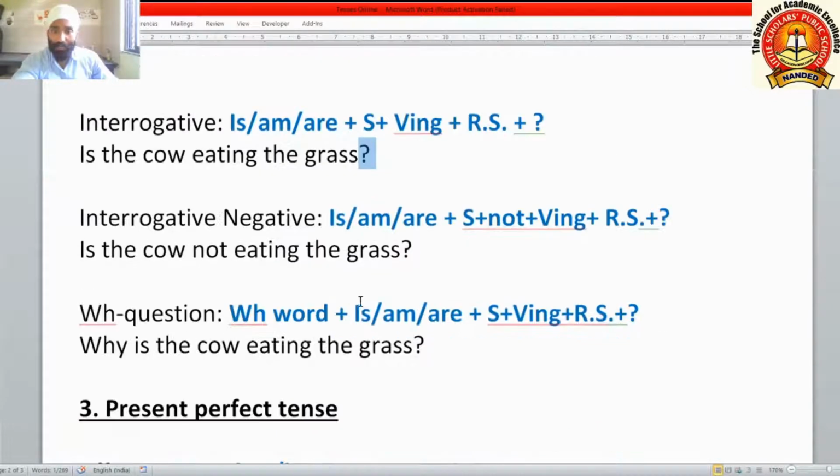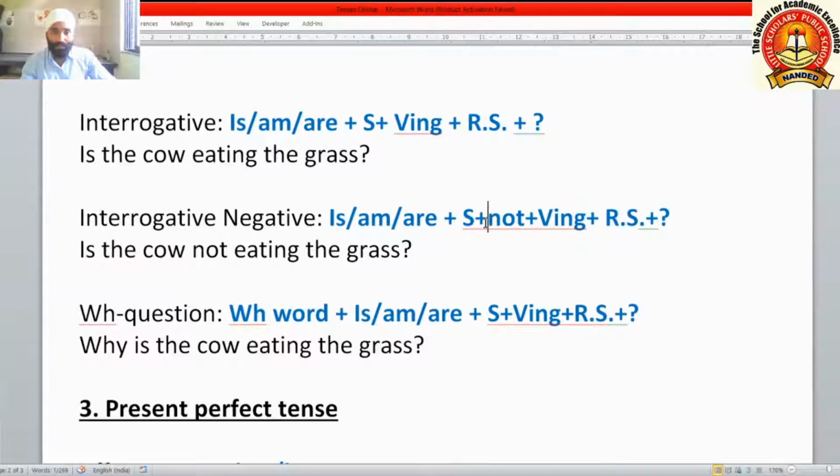Let us see the interrogative negative form. Is, am, are plus subject plus not plus verb with ing form plus remaining sentence plus question mark. Is the cow not eating the grass? Here only we are using not in this sentence. Now what is different here? This is an interrogative sentence and we take the helping verb first.